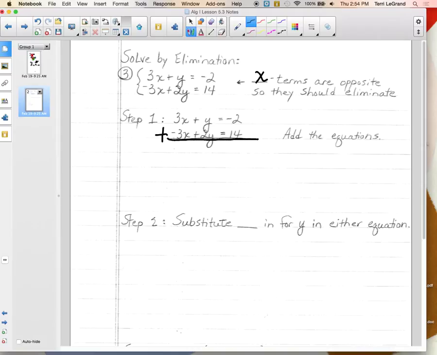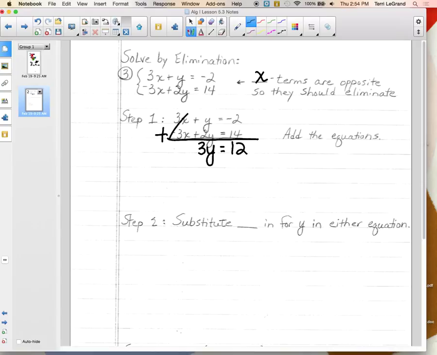So what happens when you add 3x plus negative 3x? 0. Let's just say they cancel each other out. You can put your 0 there if you want. What happens when you add y plus 2y? It's a positive 3y, right? That becomes 3y. Bring down our equal sign, we don't add our equal signs together. And negative 2 plus 14 is 12.